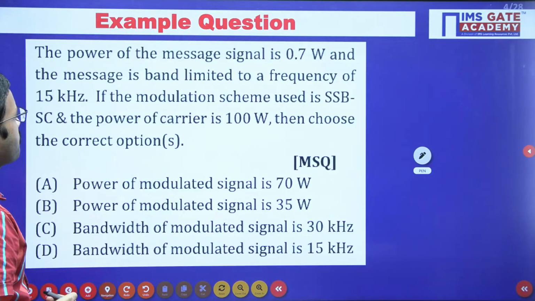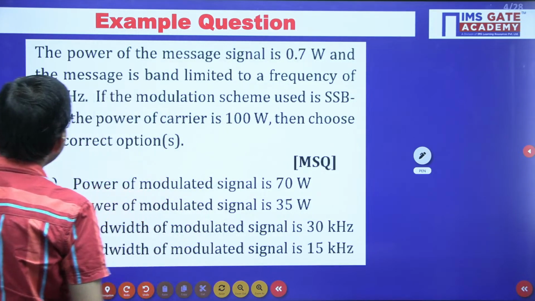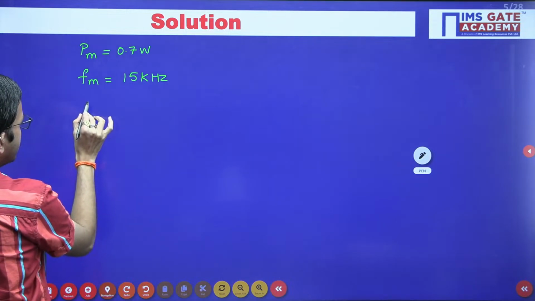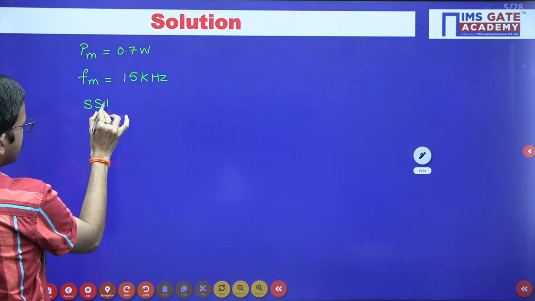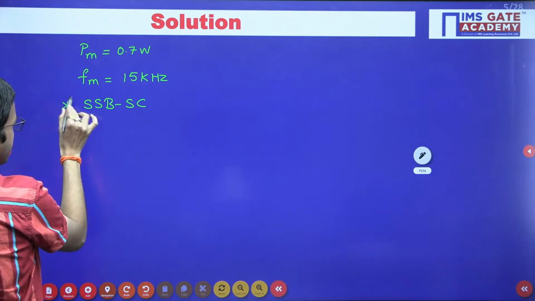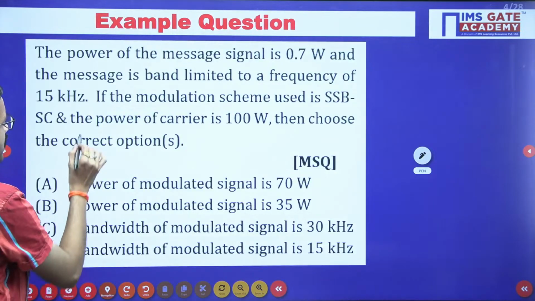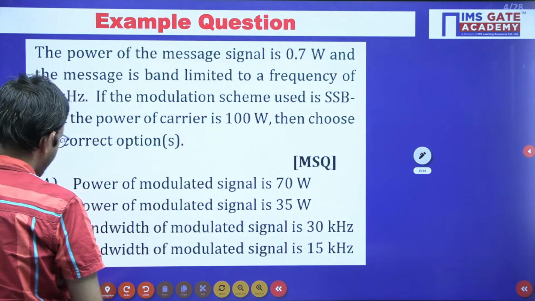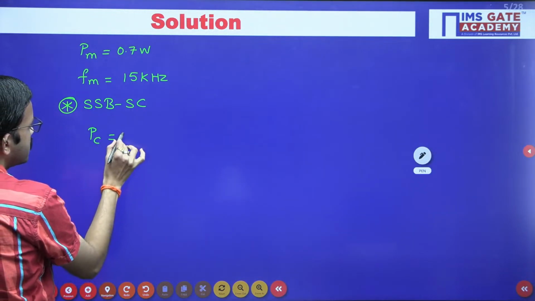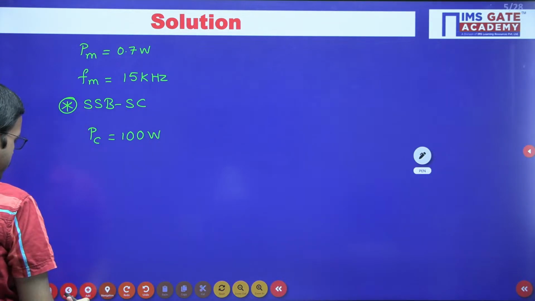Now, the modulation scheme used is SSB-SC, so here they have mentioned the modulation technique used is SSB-SC, and the power of the carrier is 100 watt. So P suffix C is 100 watt. Carrier power is 100 watt.